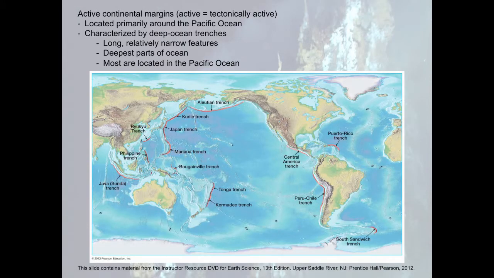Active continental margins, on the other hand, are characterized by active tectonic processes. They are typical of around the Pacific Ocean, which is, as we remember from earlier chapters, known as the Ring of Fire, where there's lots of subduction zones.